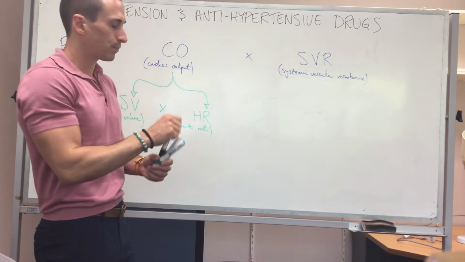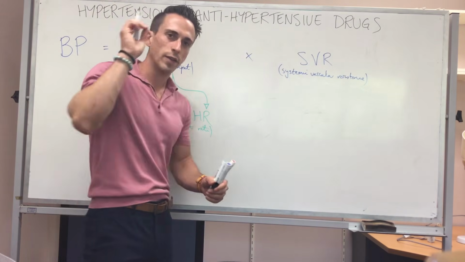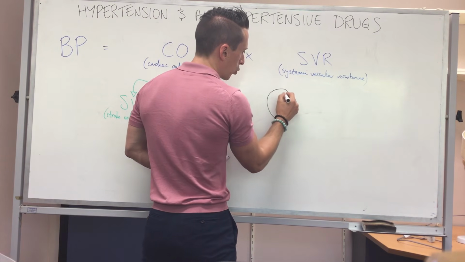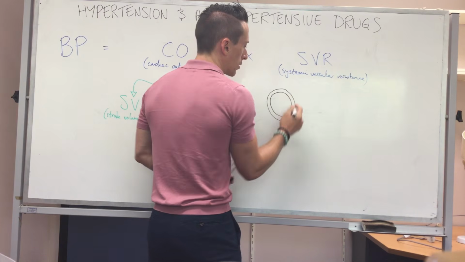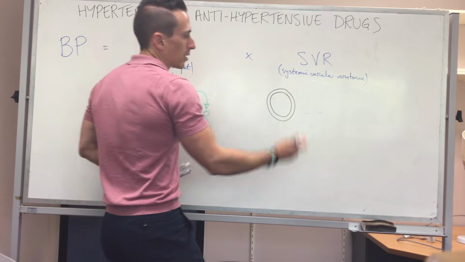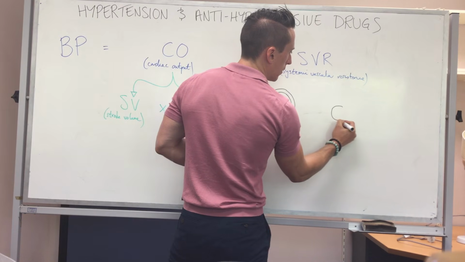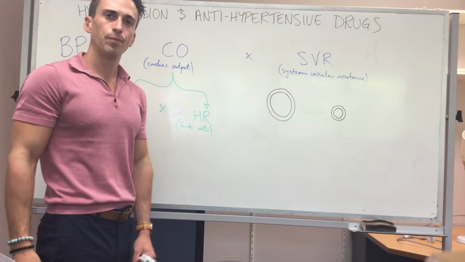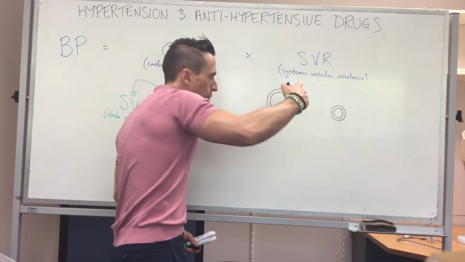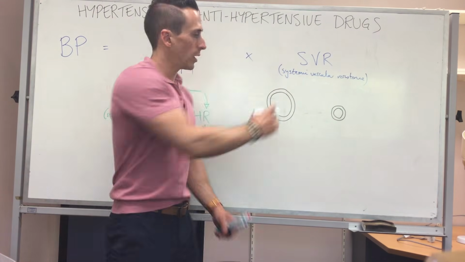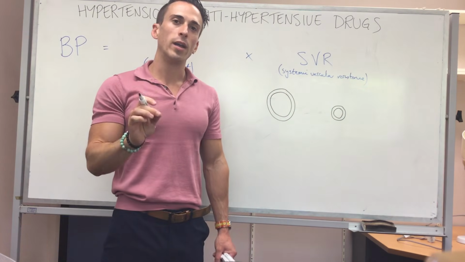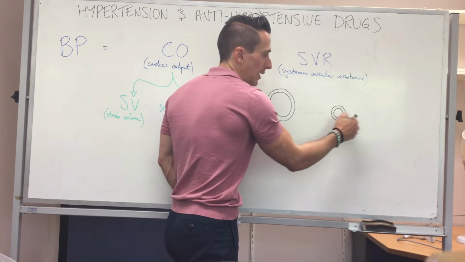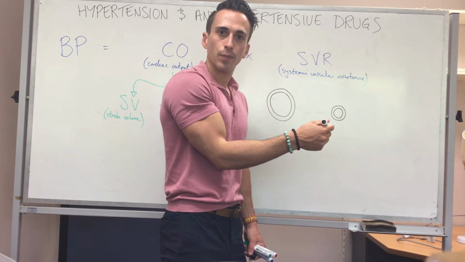This is how I like to think about it. If you have a blood vessel, you know blood vessels are hollow. So you've got a blood vessel and it has quite a large lumen. So it's quite patent, quite open. Compare that to a blood vessel that's contracted and has a smaller lumen. Well, when blood moves through this blood vessel, which one is going to experience greater resistance? Well, it's going to be harder for the blood to move through this one here because it's narrower, okay?